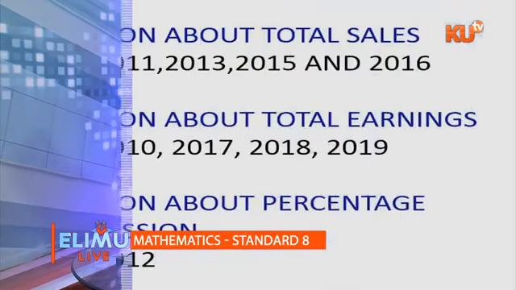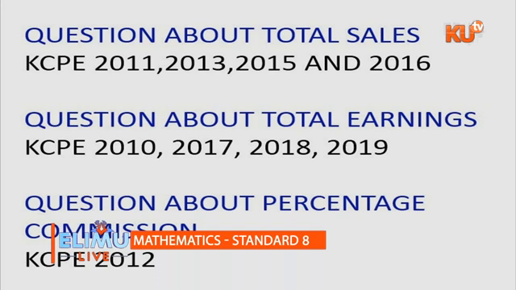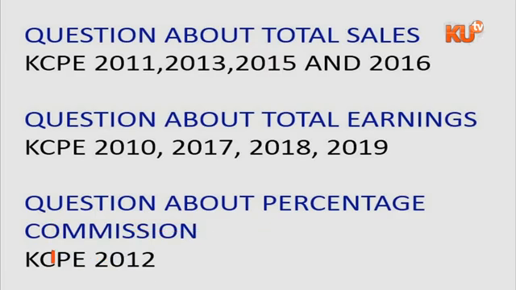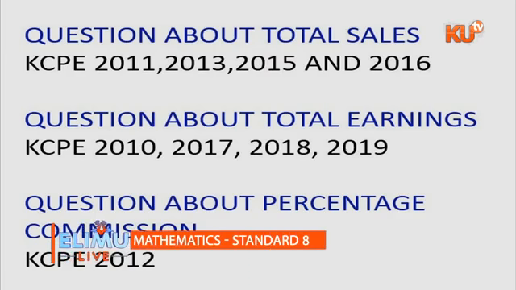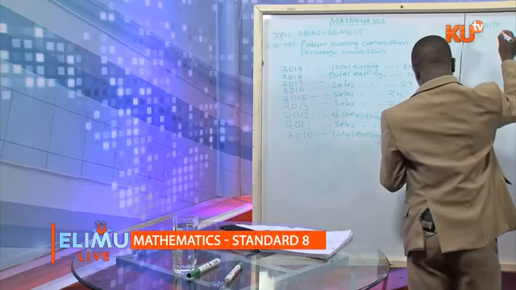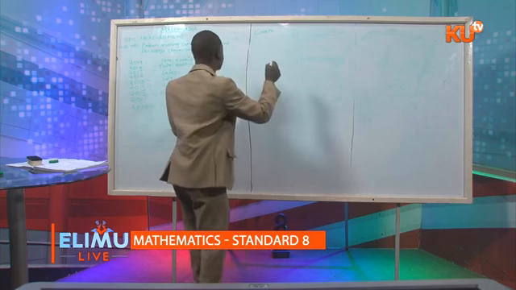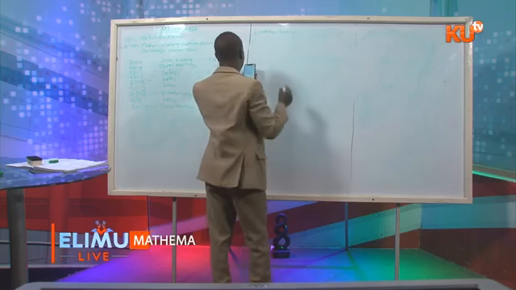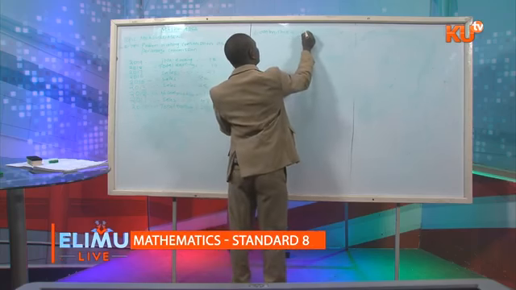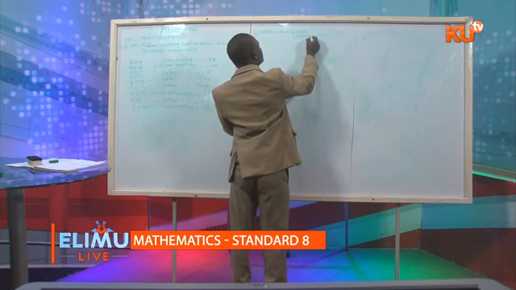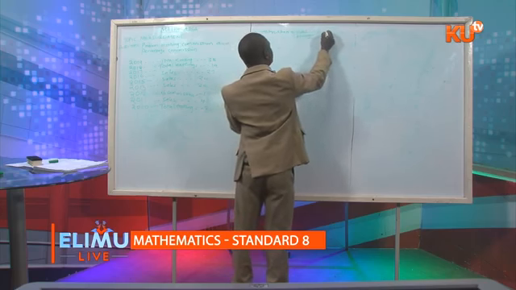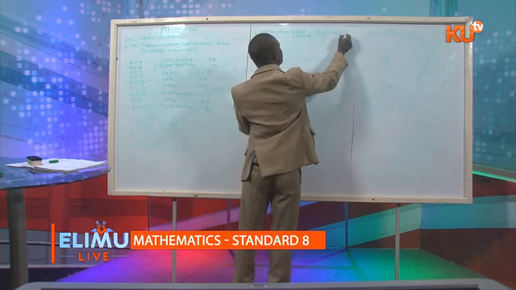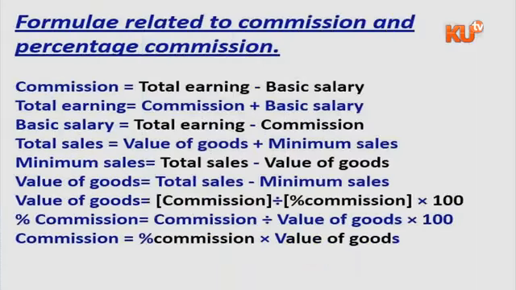Okay, now, having talked about that, I wish also to talk about some of the formulas related to commission and percentage commission. I will start with the first one, which is commission, in slide 4. Commission is equal to total earnings minus basic salary.